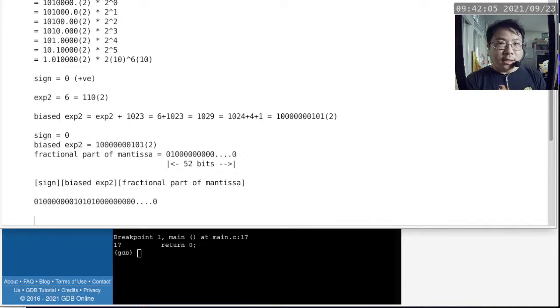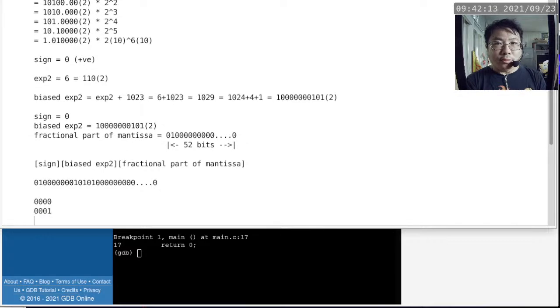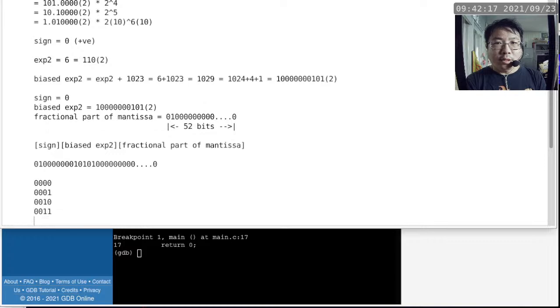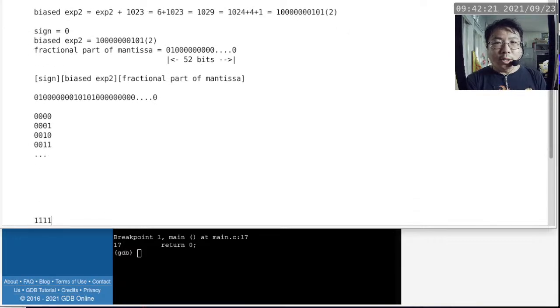So hexadecimal numbers are pretty easy. You basically go from 0000, 0001, 0010, 0011, and so on, like that. And the last one is going to be 1111. So now this is in binary. Let me just put a column name here. This is binary, and this one is hexadecimal.